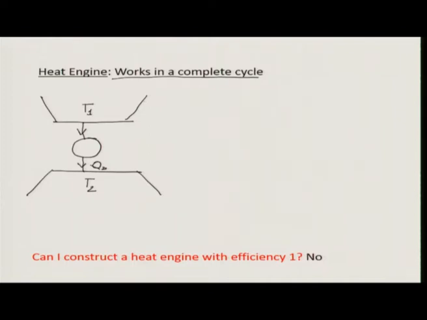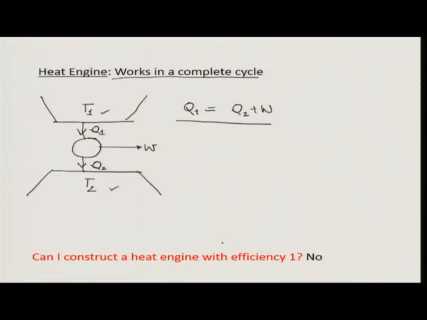So, there exist two reservoirs, one is hot, other is cold, and the working substance operates in a closed cycle between these two reservoirs, absorbing heat Q1 from the hot reservoir, releasing heat Q2 to the cold reservoir. In the process, it does some work W. Okay? Conservation of energy tells us that Q1 is equal to Q2 plus W.